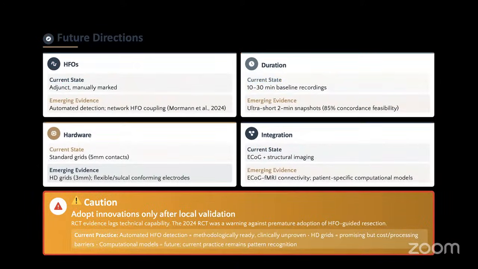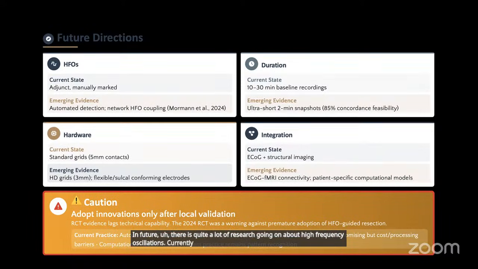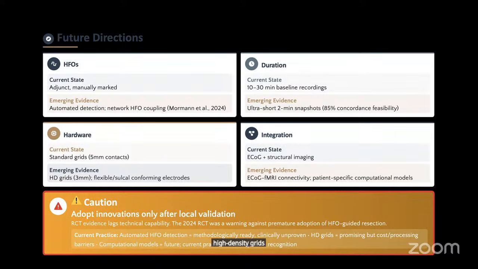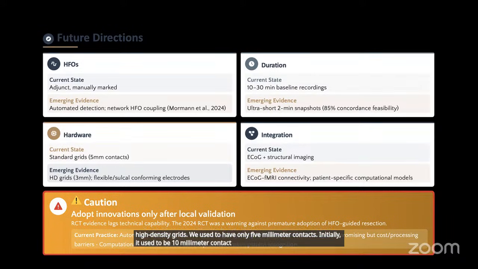In future, there is quite a lot of research going on about high frequency oscillations. Currently, they're still being used as adjuncts, but emerging evidence showed that they allow automatic detection and network HFO coupling. The hardware as well has improved with high density grids. Initially, it used to be 10mm contacts, improved to 5mm, and now we're improving to 3mm contacts with flexible sulcal conforming electrodes.